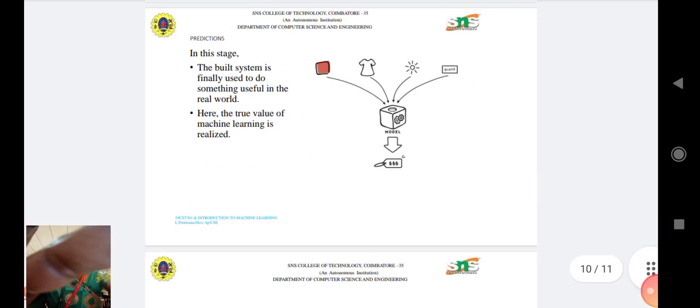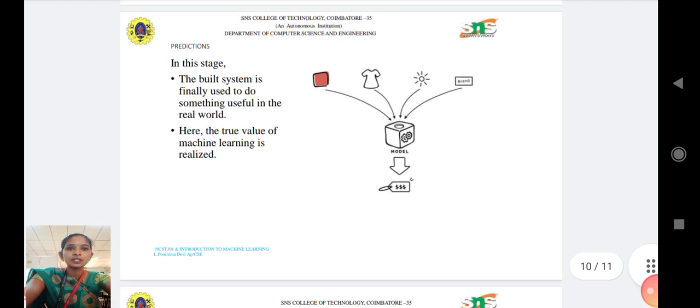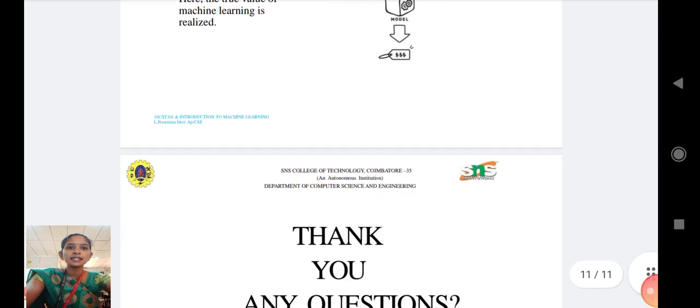In this stage, the built system is used for something useful in the real world. Hence, the true value of machine learning is realized.